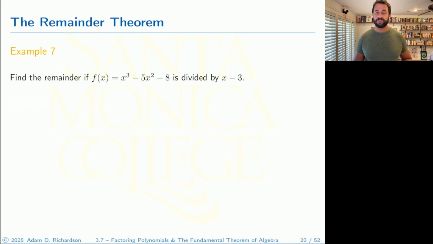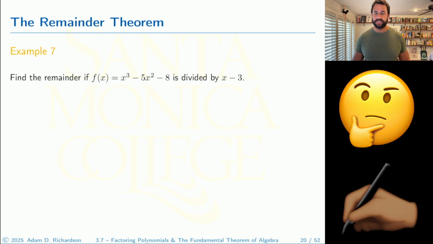This is one I want you to try on your own. I want you to find the remainder of this polynomial when it's divided by x minus 3, all right? So just go right to it. See if you can do it directly. Find the remainder of that function when you divide it by x minus 3.